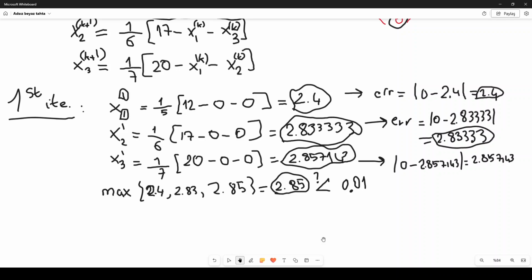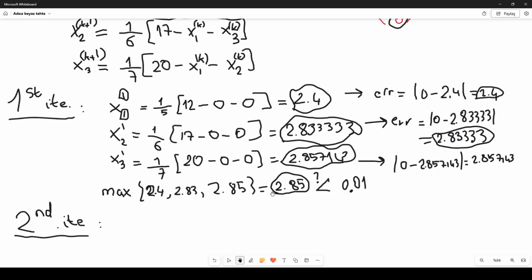And what am I going to do now? Since we have not obtained the desired error tolerance, we repeat this computational process until we really reach the desired error tolerance, right? Until all of the newly found values satisfy this error tolerance. So that means we keep going. We are just going on with the second iteration. And then what am I going to do in the second iteration?